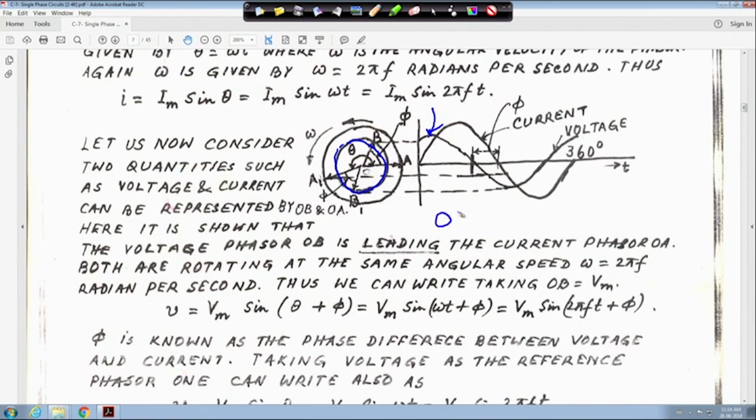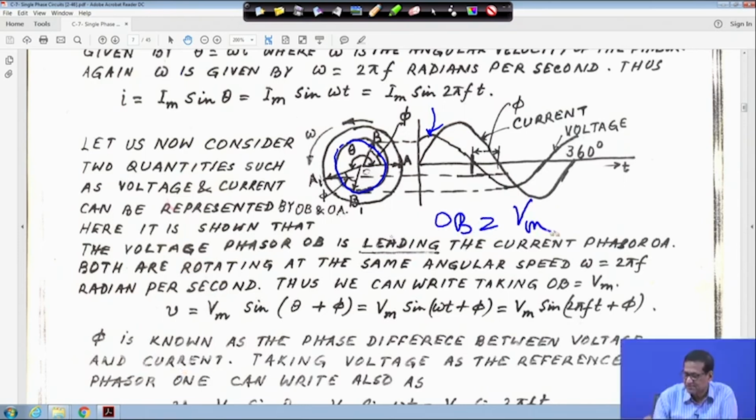That means OB is equal to, for example, Vm, the voltage. Forget about scale and other things, that is not an issue. The thing is that we have to understand, at that time the current, OA, was at this position, and the angle between this voltage and this current is phi. Both are rotating in the anti-clockwise direction, with omega given.